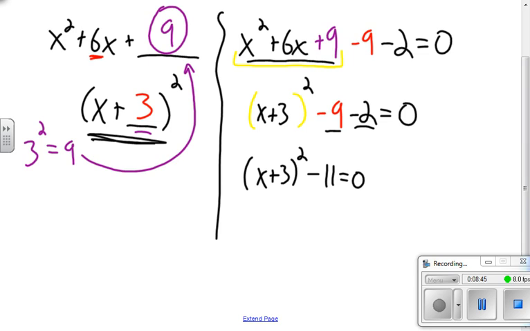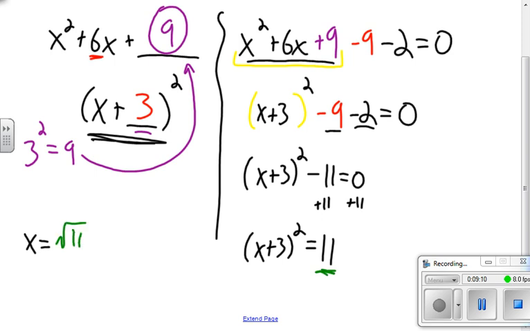Let's roll this down. We want to get it in the form x plus n squared equals m. We need to add 11 to both sides. That gives us x plus 3 squared equals 11. Now we are in the x plus n squared equals m form. And from here we can say, x equals the square root of 11, minus our n term, so minus 3.